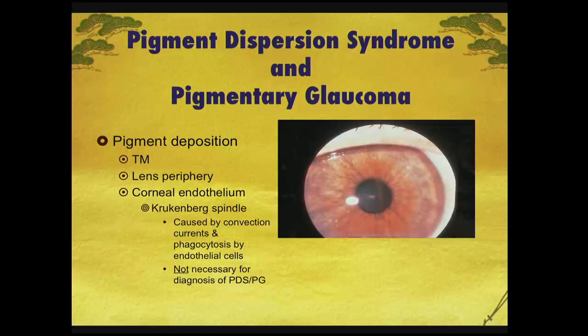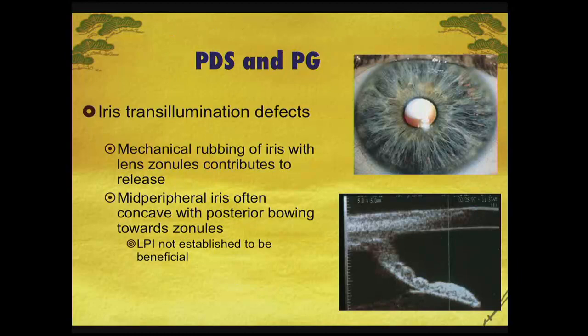And it tends to layer there because of the convection currents. You know, how the aqueous circulates in the anterior chamber. It goes up close to the iris because of the heat, and by the cornea is cooler, so it gets heavy and flows down, and then the endothelial cells actually phagocytose the pigment. A Krukenberg spindle is not necessary for the diagnosis, but you definitely should be looking for all of these signs in anyone who presents with glaucoma to rule out these secondary causes of glaucoma.